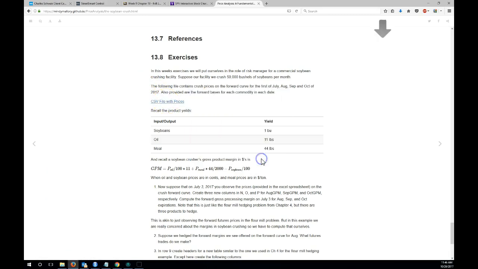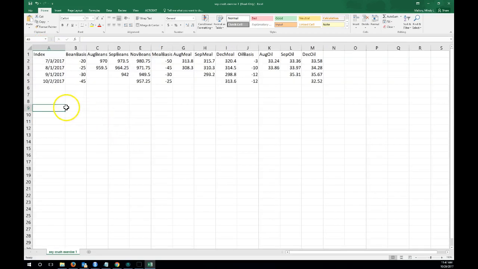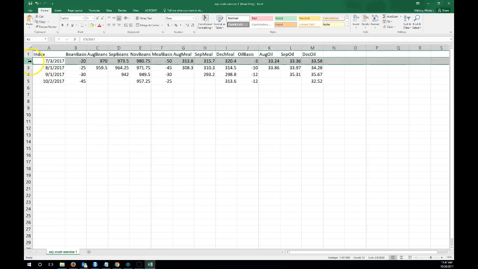Take a look at what we're dealing with. Okay, and notice what we have here. We have just a few dates, and the assignment is saying, all right, take a look at the prices here on July 3rd and pretend like these are the prices on the futures forward curve that we're looking at. And I've given us August, September, and November beans, August, September, and December meal, and August, September, and December oil. For each of these commodities, I've also given us a basis, soybean meal basis and bean basis.